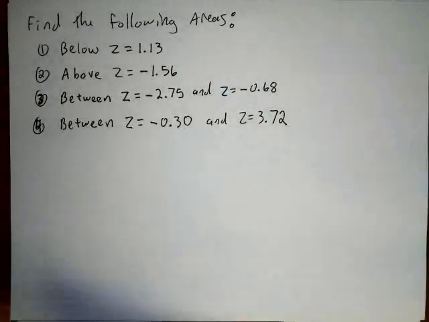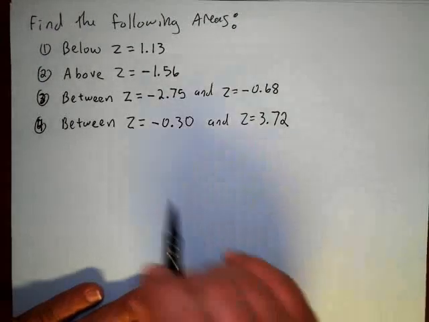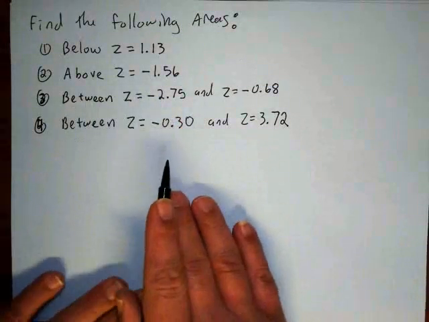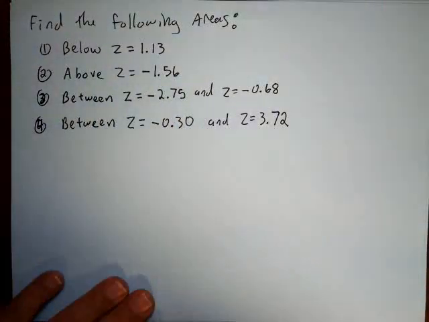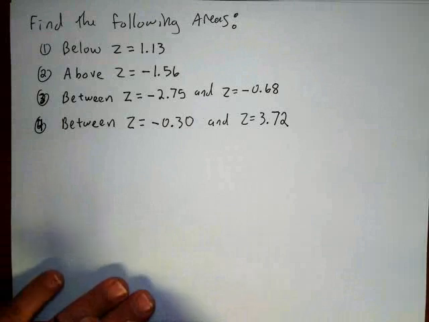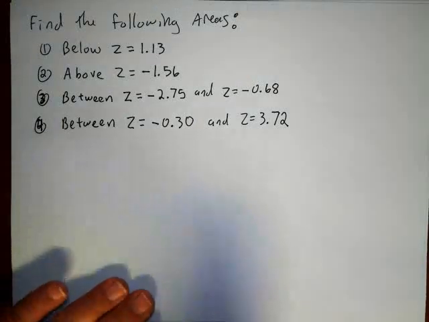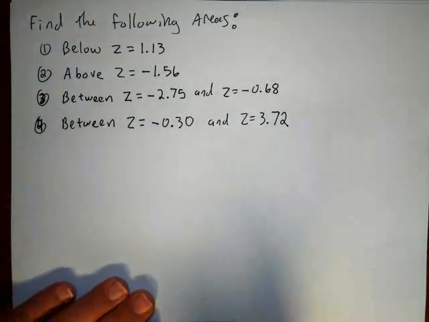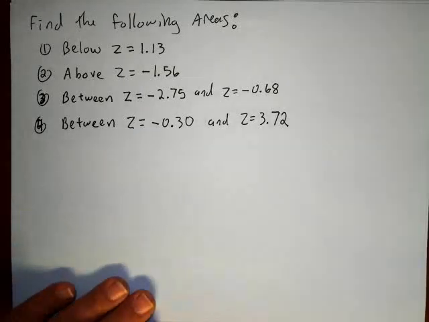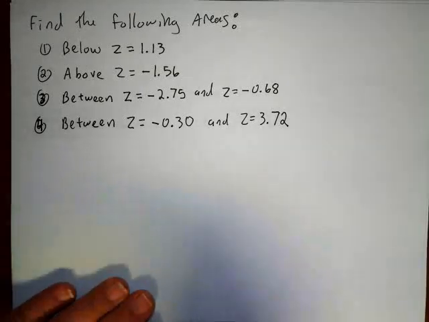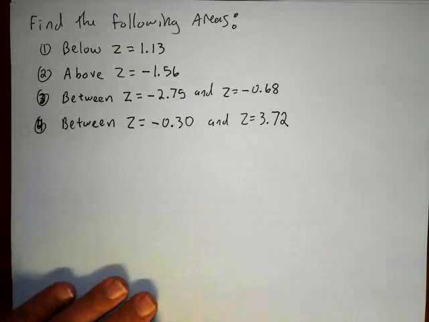Okay, so now I'm going to give you a chance to try these. We have 4 different problems here where you're going to find either the area below, above, or between some z-scores. For each one, I want you to draw a picture, draw a diagram, and then state the area. So go ahead, press pause. When you're done, you can start it up again and see how you did.